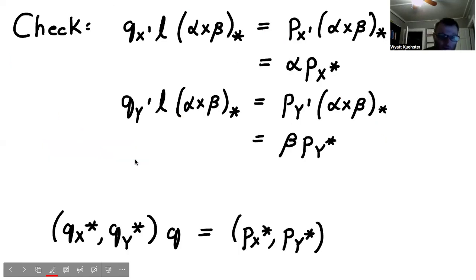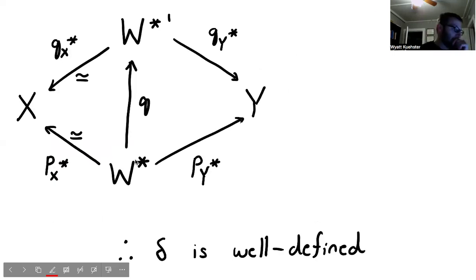Okay, and in particular, that means q x star q is p x star, etc. But that says that I get a morphism in the Cocycle category from x to y, because delta of f comma g is p x star p y star, and delta of f prime comma g prime is q x star q y star. And so I have this morphism q in the Cocycle category. So delta sends a path in the Cocycle category to a nice path. So delta is well defined.